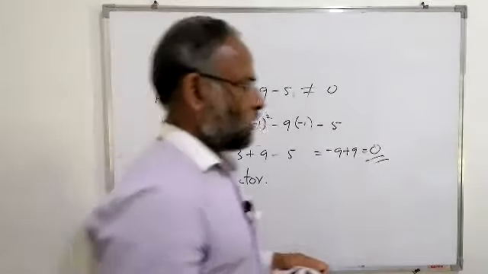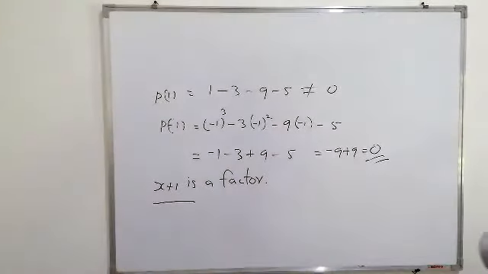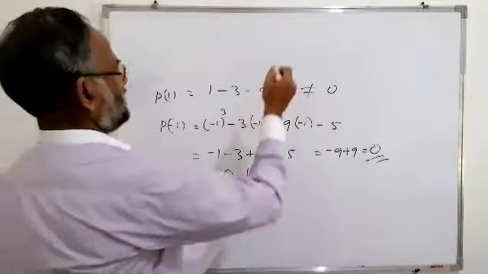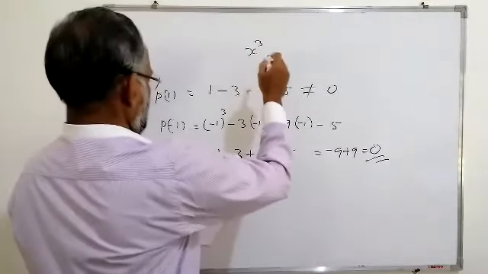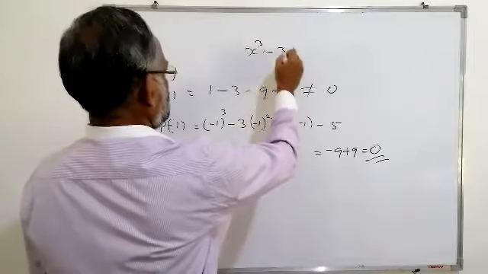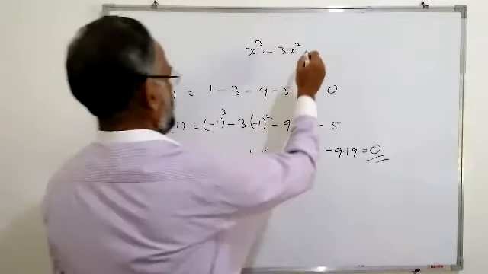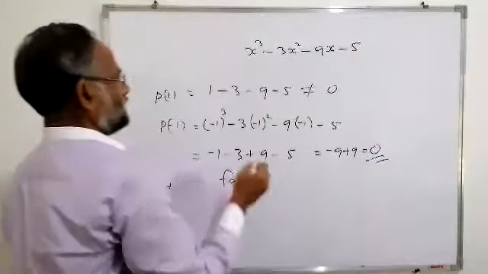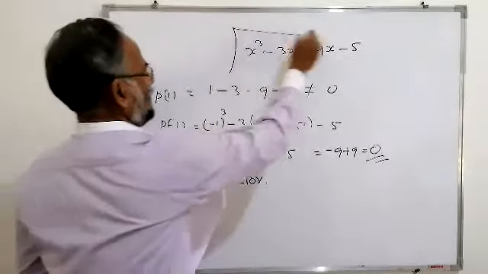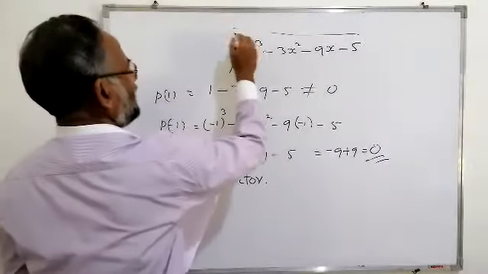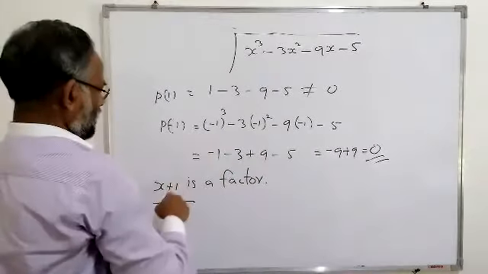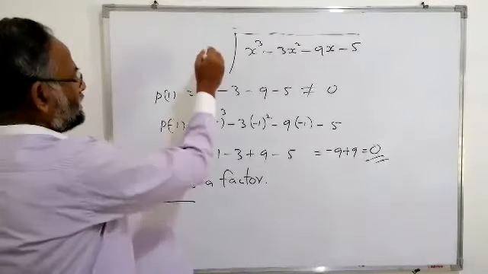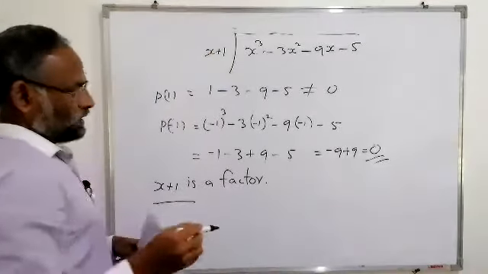Okay. Now we have to do the long division method. x cubed minus 3x squared minus 9x minus 5, this divided by, what do we have now? x plus 1 is a factor. p of minus 1 is 0. That means x plus 1 is a factor.